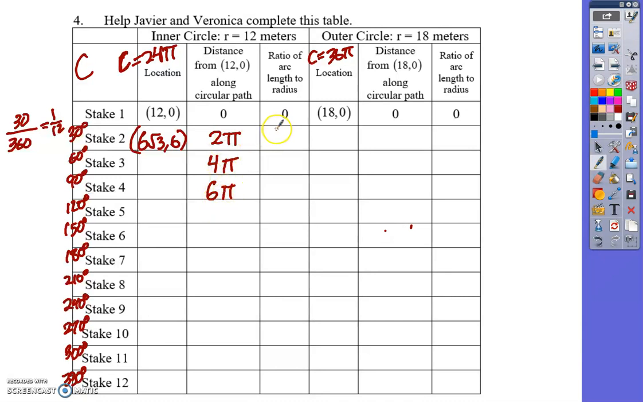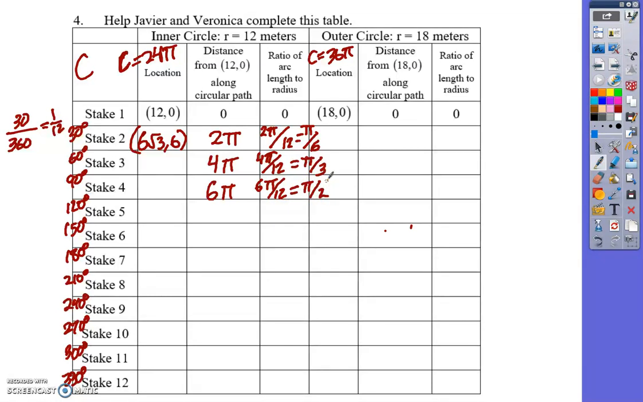So, and then this is the part that's weird, is the ratio of the arc length to the radius. So what we're going to do is take the arc length that we found, 2 pi, and divide it by the radius, which in this case is 12, which ends up being equal to pi over 6 for this problem. And so for the next one, it'll be 4 pi divided by 12, which is pi over 3. And then it's going to be 6 pi divided by 12, which is pi over 2.